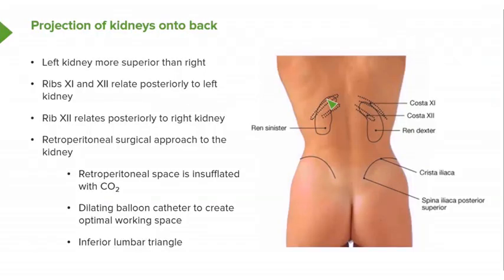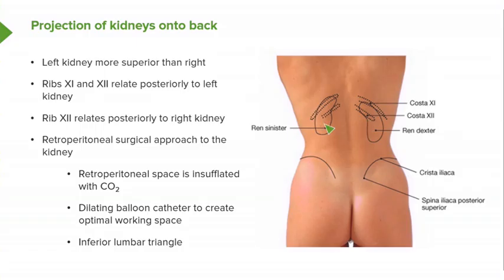Ribs have relationships to these kidneys. If we take a look at the left kidney, both the 11th rib and the last or 12th rib will have a relationship to the posterior aspect of the left kidney. However, on the right side, due to the right kidney being a little bit below the left, only the 12th rib will have a posterior relationship to the right kidney.